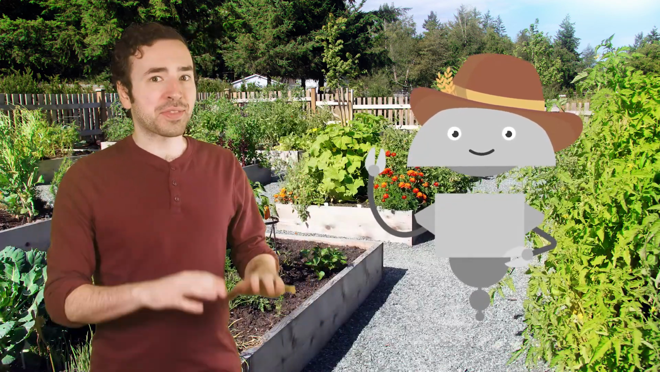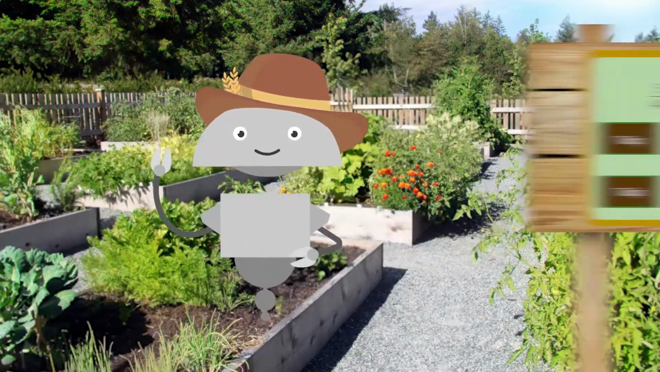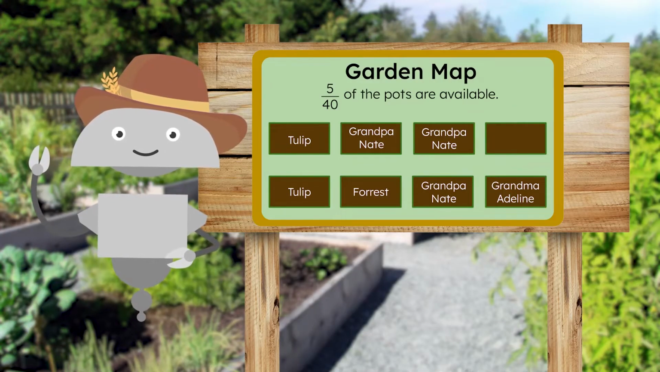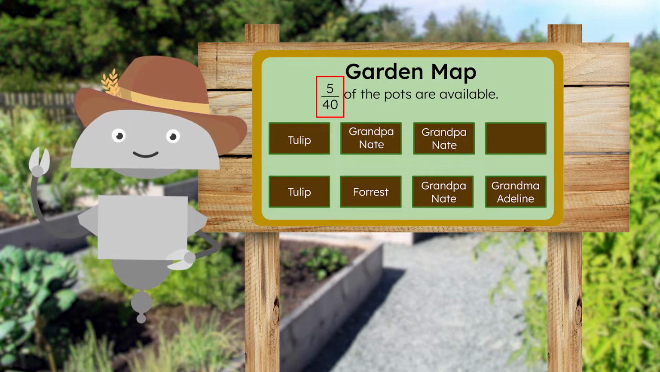Everyone, it's Justin again. Today, Mia and I are at the community garden. Wonder if there are any unplanted plots where we could plant some seeds of our own. Oh, there's a map of the garden that shows who's working on each plot. It says 5 out of 40 garden plots are available.